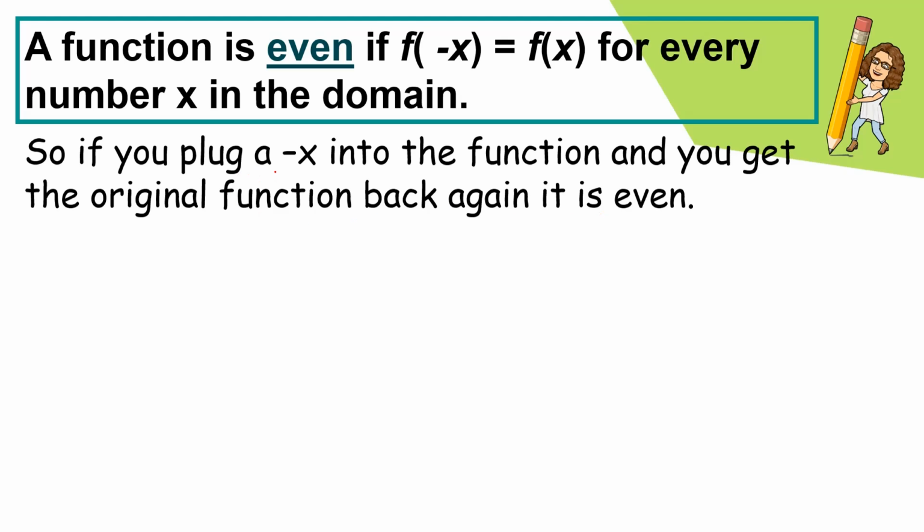Plug a negative x into the function. You're going to substitute negative x into the function. And if you get the original function, no changes in signs, you're going to be able to say that that graph and that function is in fact an even function.